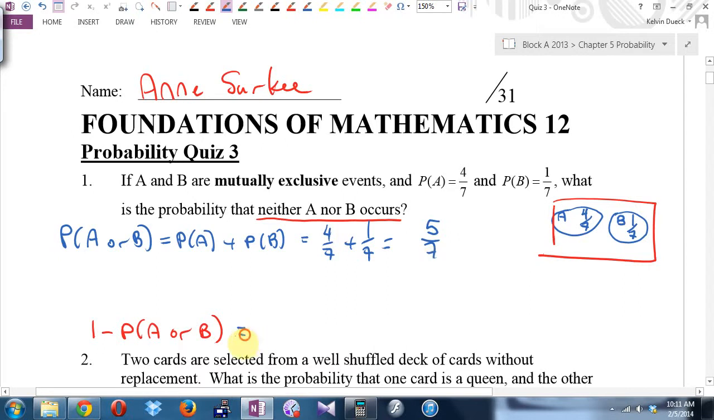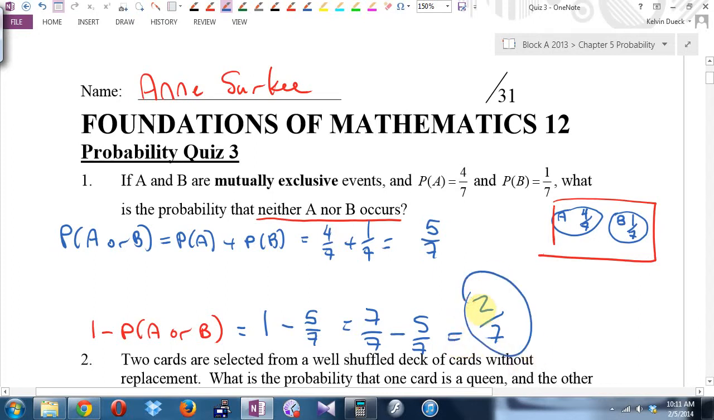So the probability of it not occurring is going to be 1 takeaway 5/7. The probability of neither, which is the probability of not, is 1 takeaway 5/7, except I need a common denominator, or you can use your fraction button. The common denominator is going to be 7/7 takeaway 5/7. The answer to number 1 for 1 mark is 2/7.